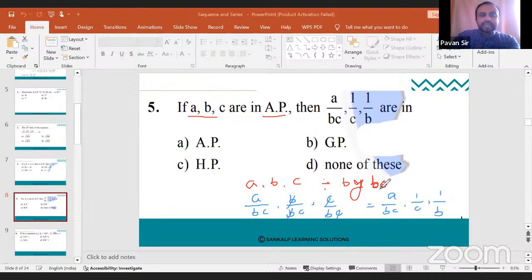So what is the answer here? It is nothing but AP. They are all in AP. Okay. Option A is the correct one. When I divide by the common term, it is nothing but the AP.